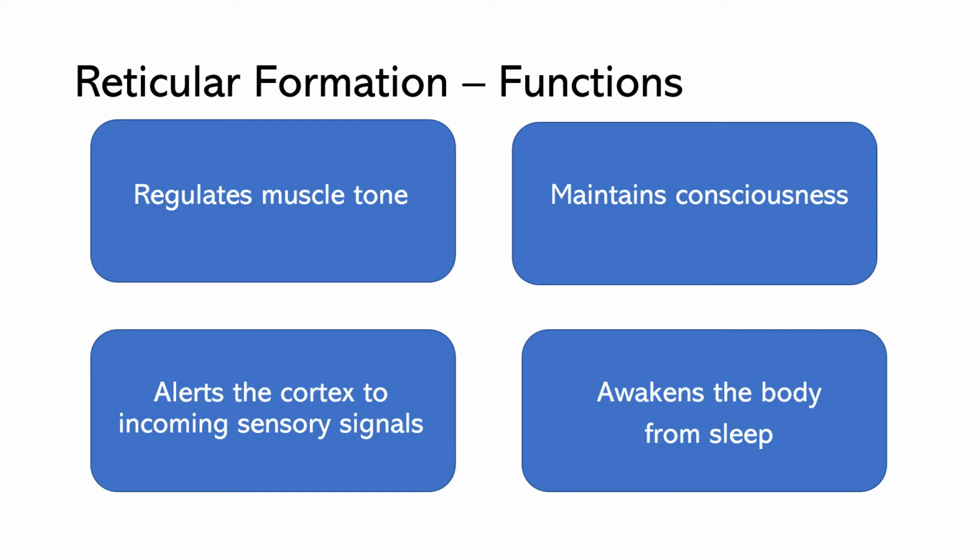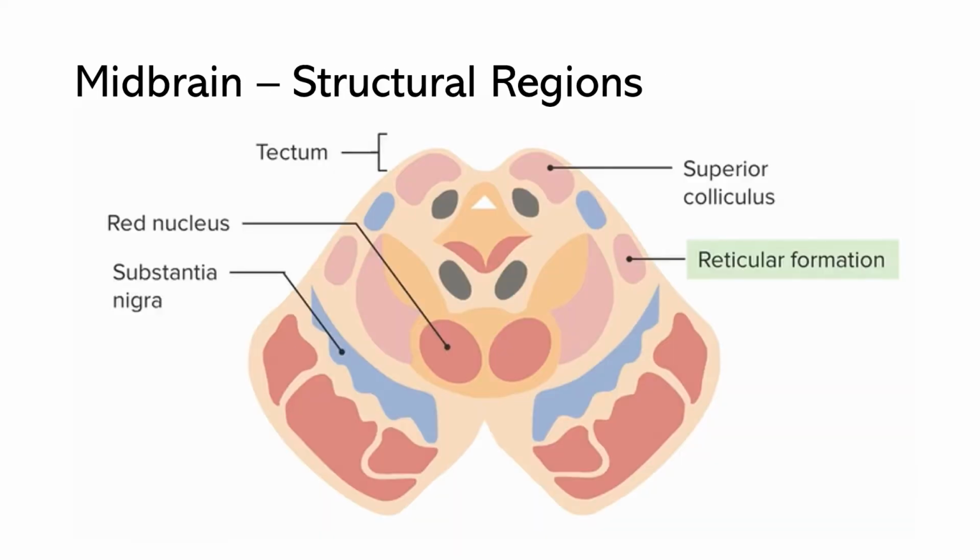The reticular formation is going to help us regulate muscle tone, and it also alerts the cortex to incoming sensory signals. It's also responsible for our maintenance of consciousness and awakening from sleep. This just depicts where the reticular formation is located in relation to the other parts of the brain stem.